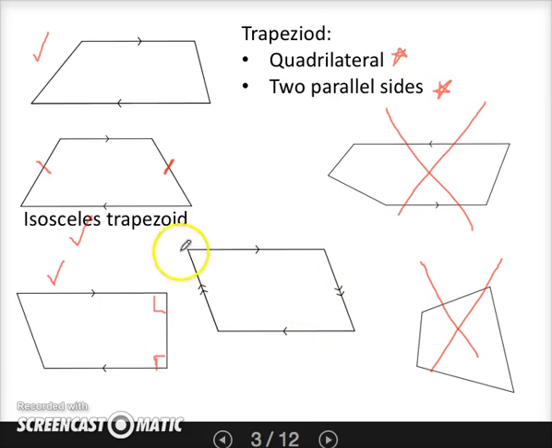Let's look at this final one. Oh, we have a parallelogram. So can a parallelogram be a trapezoid? Well, under this definition, yes, because it is a quadrilateral and it has two parallel sides. It has more than two parallel sides, but it does have two parallel sides. So we are going to put a check mark by that one as well.